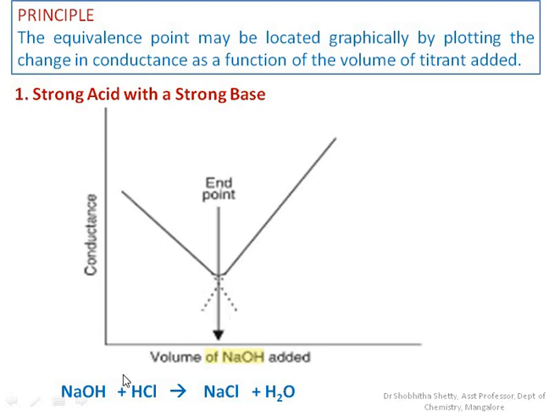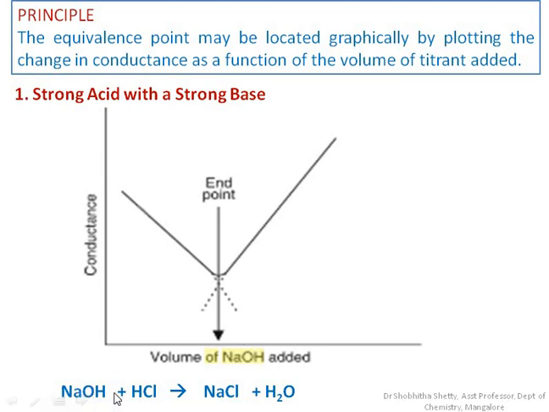So in the beaker we have taken HCl, whereas in the burette we have taken sodium hydroxide. So what happens? First, there is a highly acidic solution with a large number of H+ ions, so the concentration of H+ ion is high in the beginning. The H+ ion always has high mobility, and it is always observed that ions with high mobility will obviously have high conductance ability. So here you can see the higher conductance value.